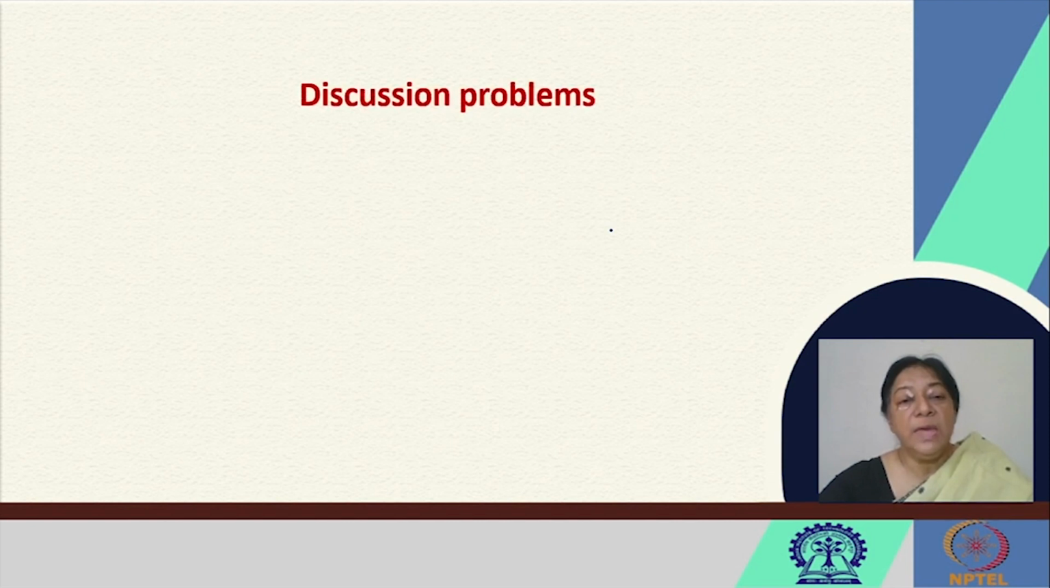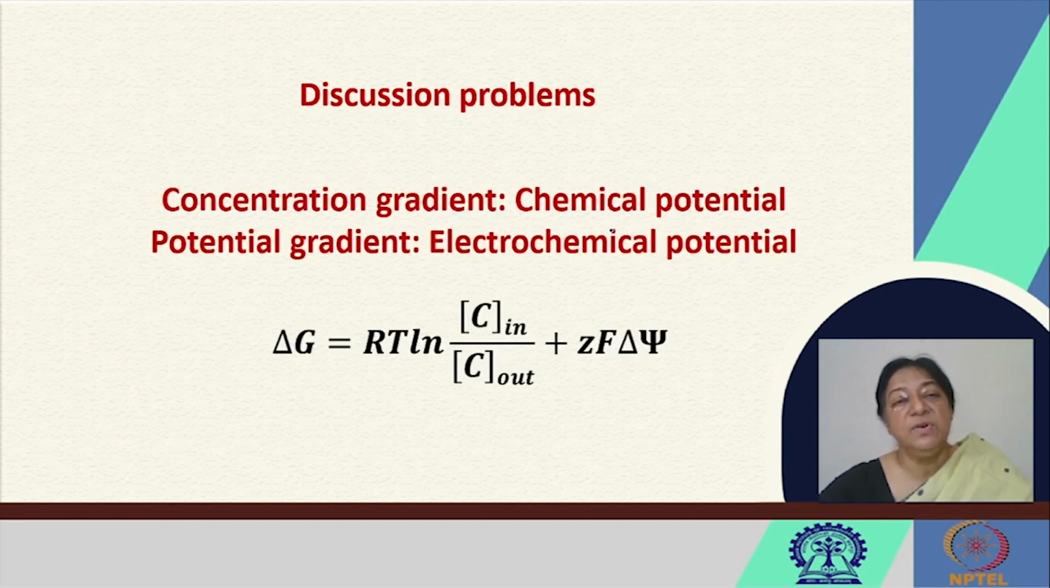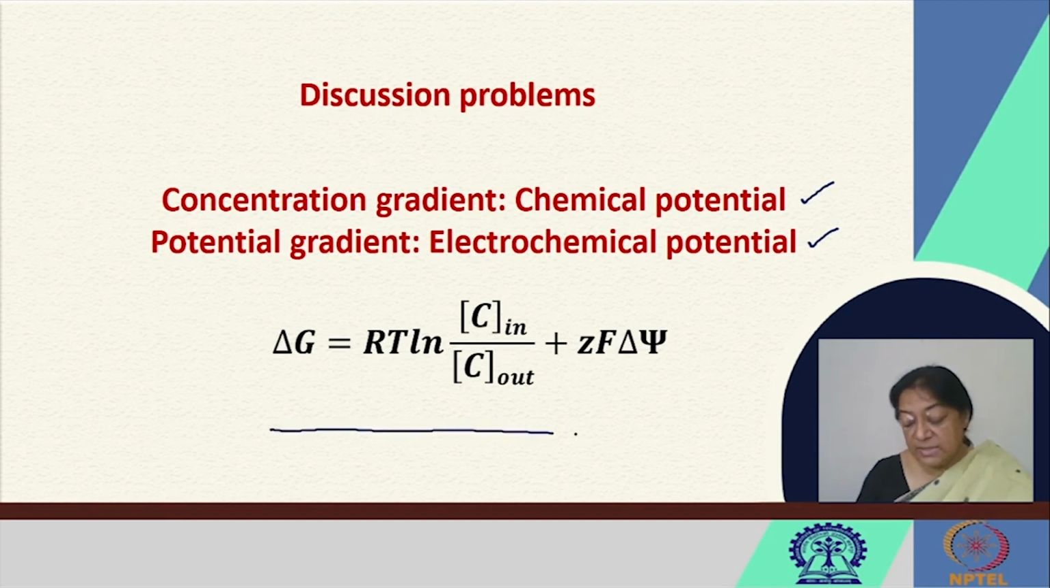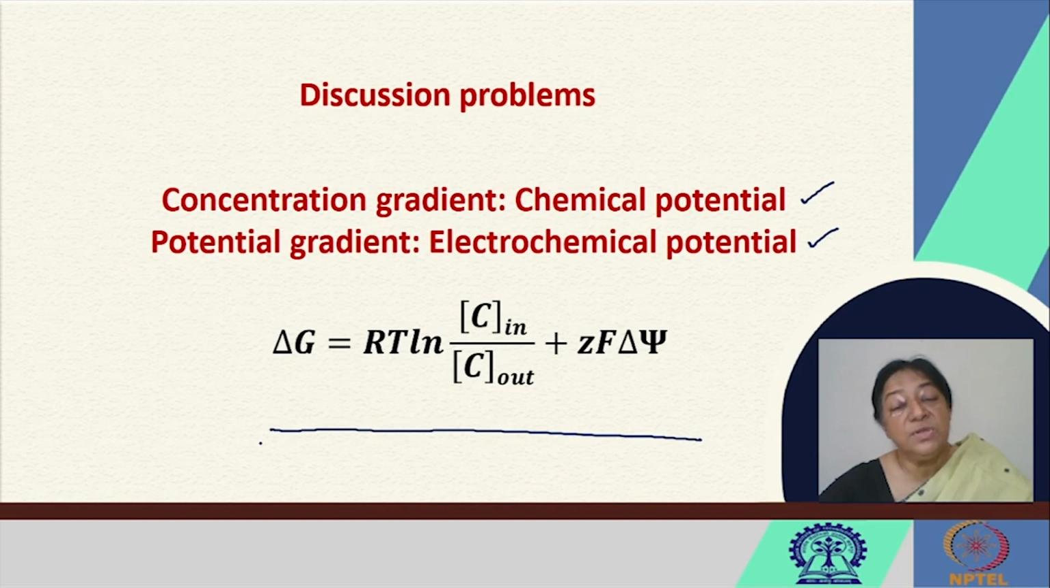So when we look at our specific idea of how we can address these problems, we realize that we have a concentration gradient that is given by a chemical potential. We have a potential gradient given by an electrochemical potential. And this is our expression. And we realize that for the diffusion to occur, we have to have a favorable delta G.